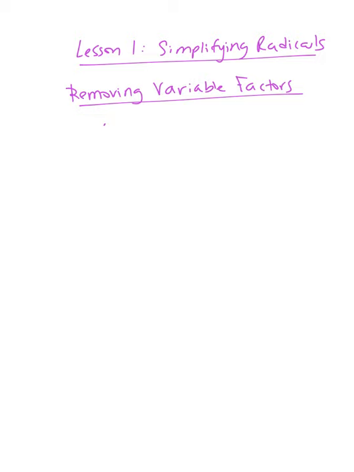Hey guys, so today we're going to be looking at a continuation of lesson 1 where we're simplifying radicals, but we're going to be looking at removing variable factors. So you are going to see now radicals that include variables with exponents. For example, if you saw the square root of 45a to the 6th.